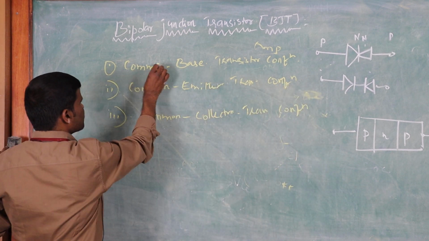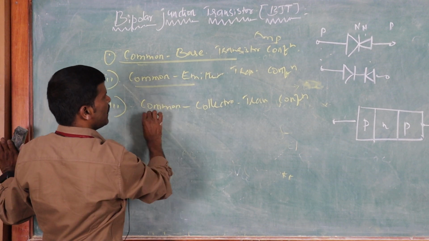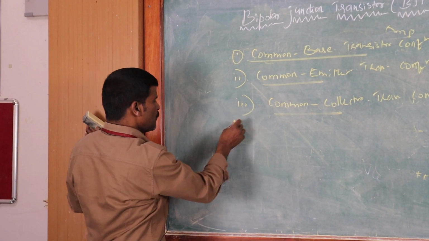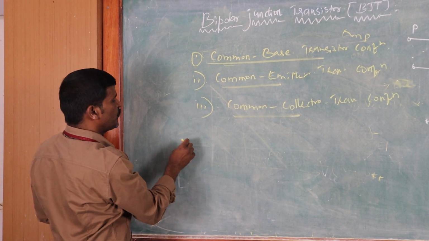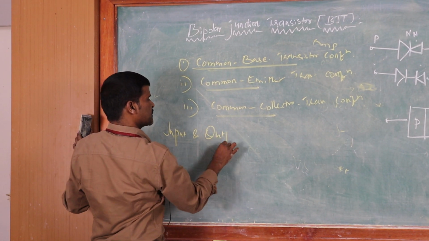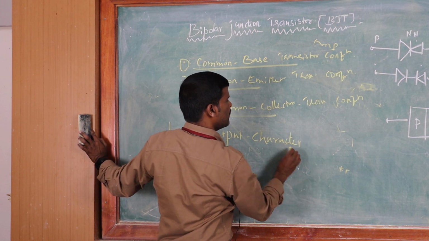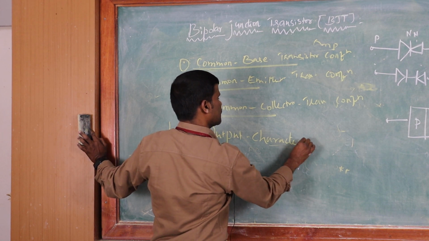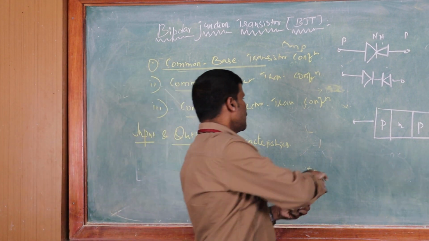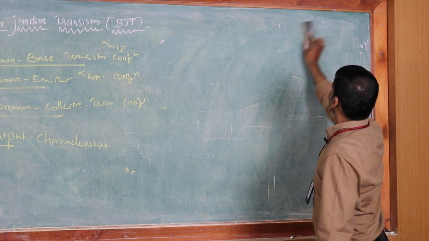So based on the types, transistor configurations are 3: CB, CE and CC. So why do we require 3 types of transistor configurations? By using these 3 we can find the input and output characteristics of a transistor. So how can we determine the transistor characteristics, the input and output transistor configurations? For example, if you take any CE, CB or CC transistor, the input and output configuration characteristics.